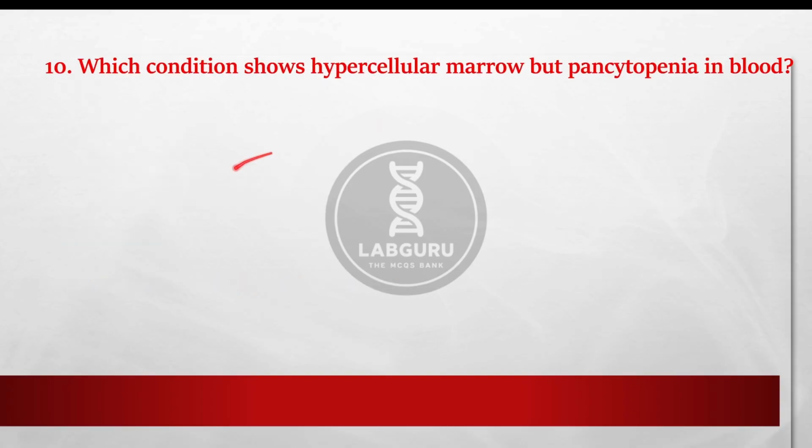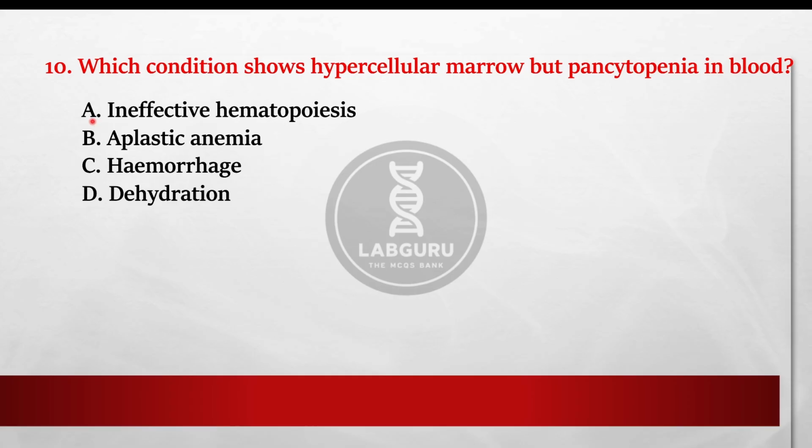Question number 10. Which condition shows hypercellular marrow but pancytopenia in blood? Pancytopenia means there is a decrease in all cell lines. RBC, WBC and platelets all will be decreased. So what might be the condition? Option A is ineffective hematopoiesis, option B aplastic anemia, option C hemorrhage, and option D is dehydration.